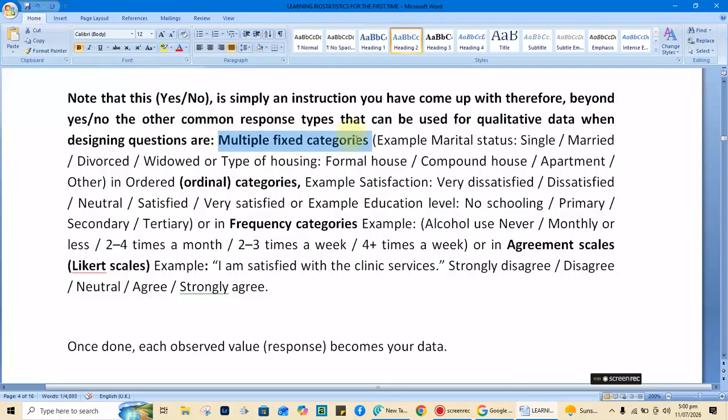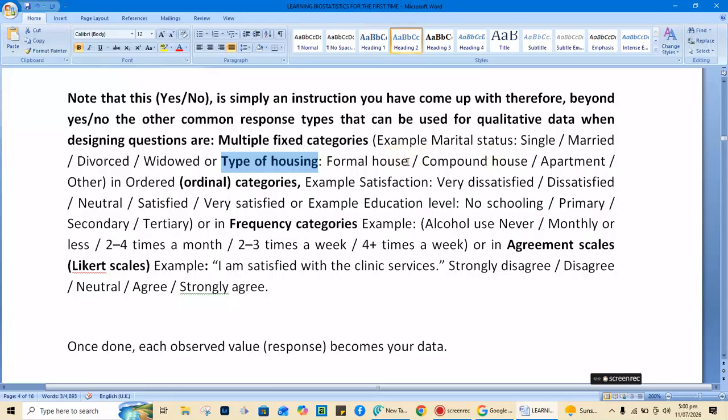You can use multiple fixed categories. That is going to help you to come up with qualitative data or data through observation. For example, marital status: is it single, married, divorced, widowed? Type of housing: is it a formal house or a compound house? As you can see, this is a checklist.